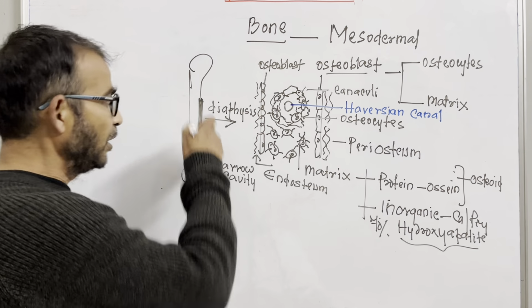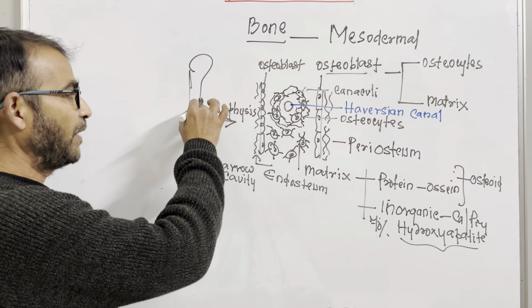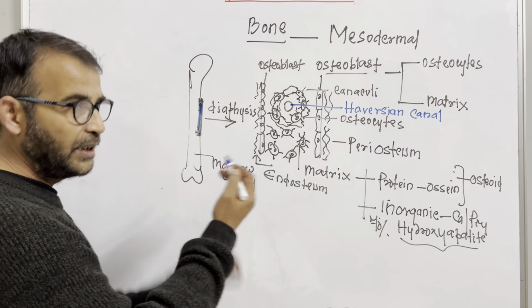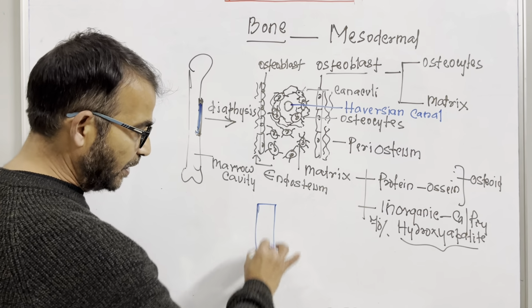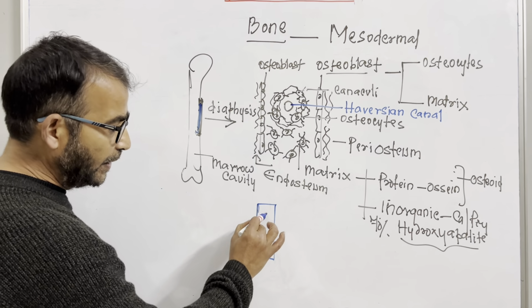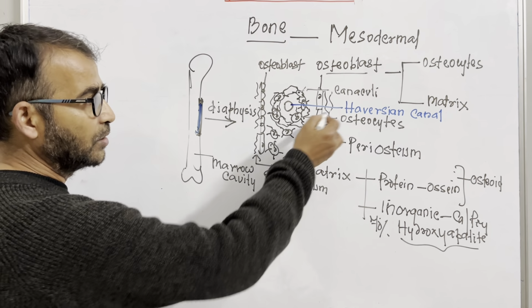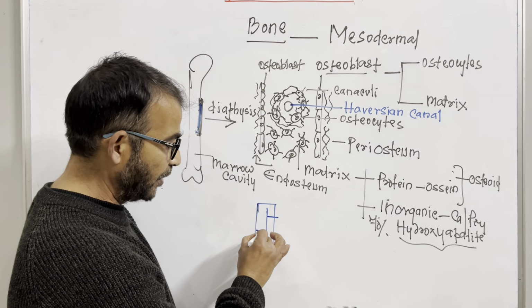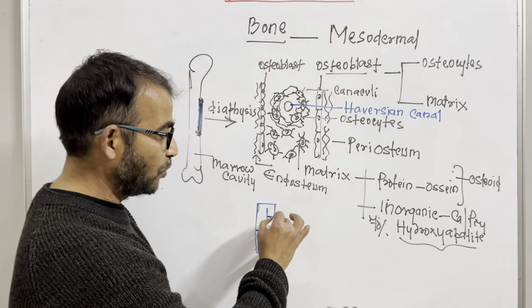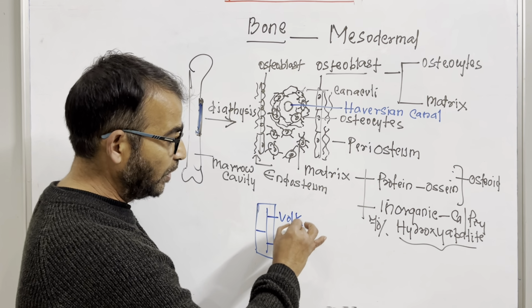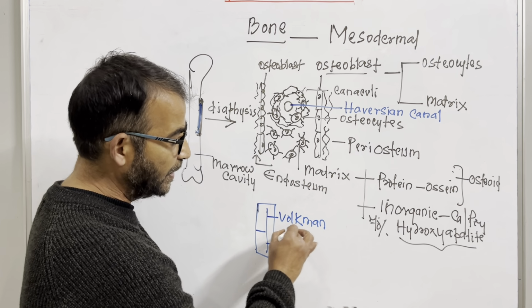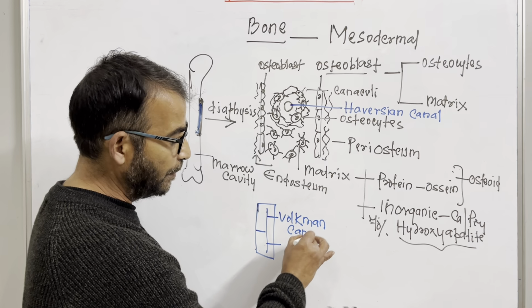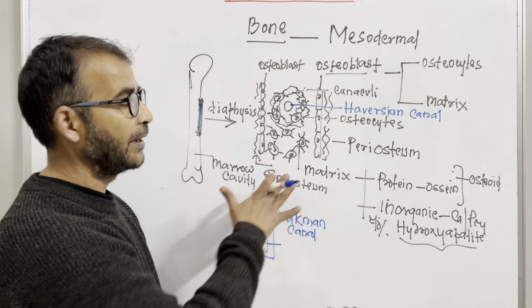So in the longitudinal section of the wall, if you consider the thickness, for example, if this is the thickness of the wall, you find the longitudinal canal is there, which is called the Haversian canal. You sometimes also find a transverse canal present, which is called the Volkmann canal. So in the thickness of the bone, these canals are present for blood vessels and nerve fibers. So it's the Volkmann canal and the Haversian canal.